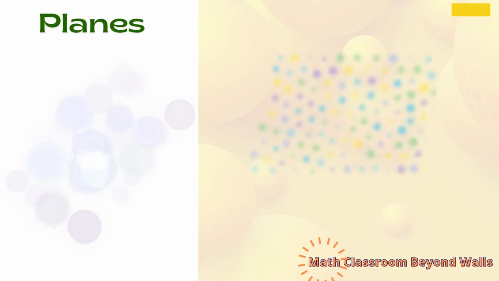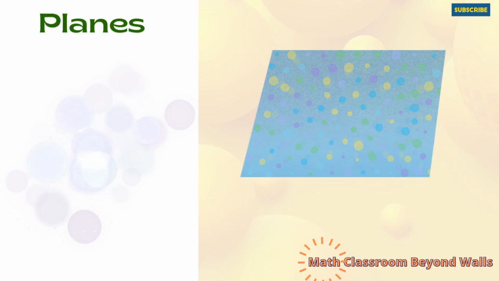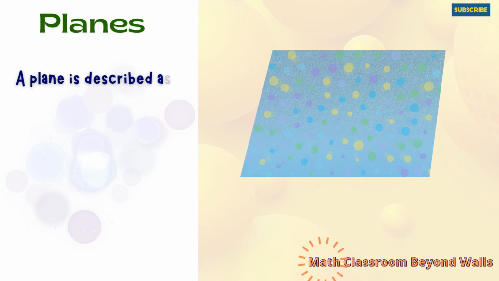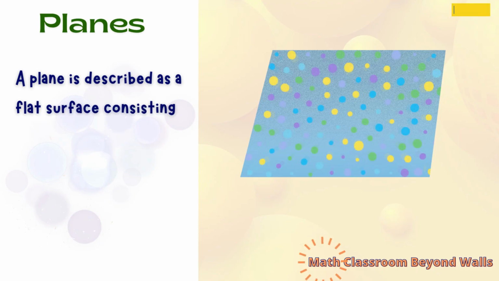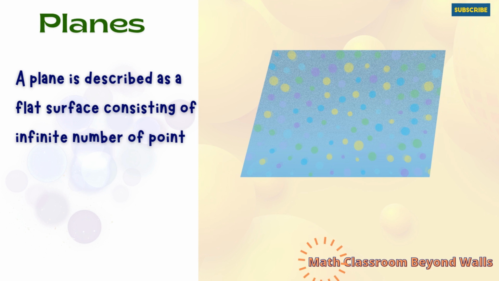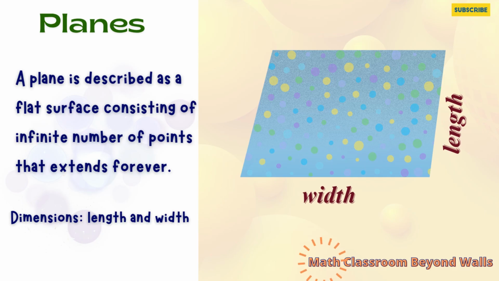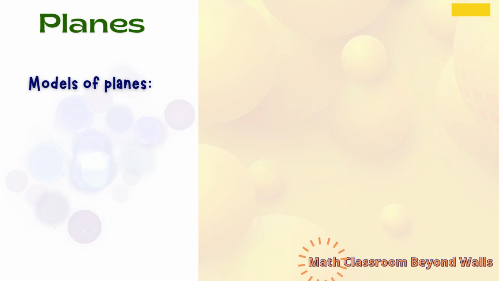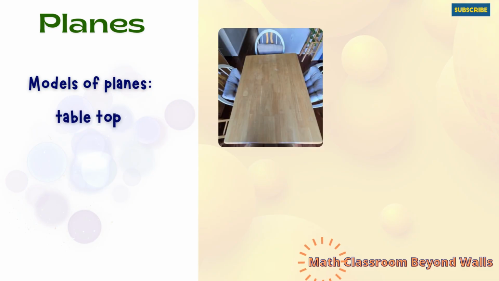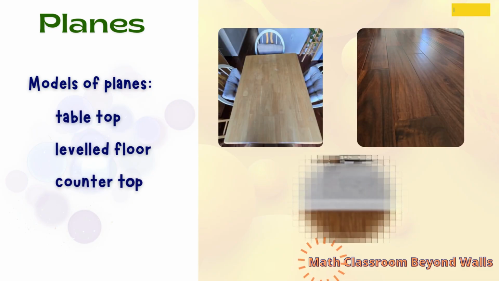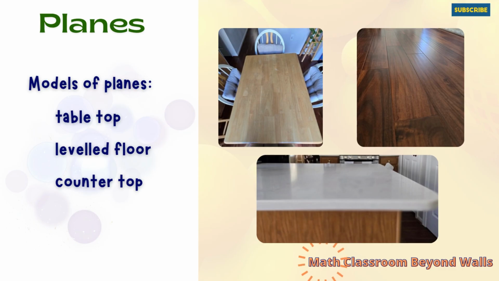Now look at this. What do we have here? Yes, we have a plane. A plane is described as a flat or level surface consisting of an infinite number of points that extends forever. It has two dimensions, length and width. A plane is modeled by any flat surface such as a tabletop, leveled floor, countertop, etc. Again, these are just representations, for in reality, a plane has no thickness. Planes have length and width only, and the plane goes on forever.